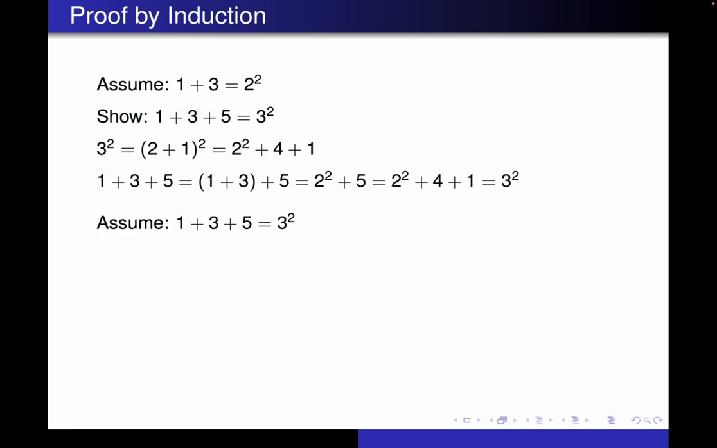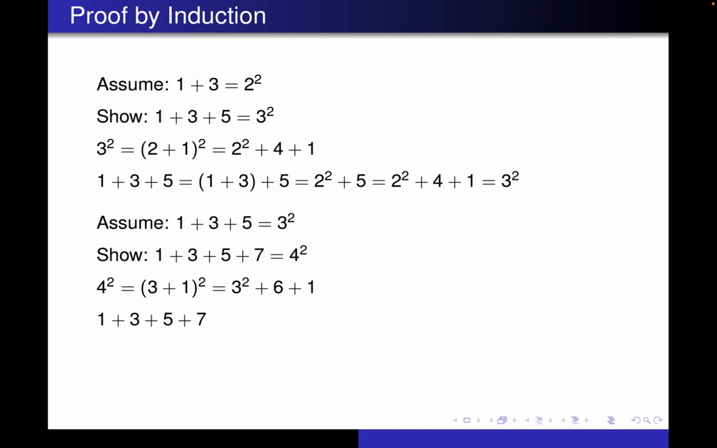One more time. We just proved that 1 plus 3 plus 5 is equal to 3 squared, so we can assume it. Let's use that to show that the next sum, 1 plus 3 plus 5 plus 7, is equal to 4 squared. Well, I'm going to do the same thing. I'm going to square the 4, write that 4 as 3 plus 1, and FOIL it to get 3 squared plus 6 plus 1. Then I'm going to look at my 1 plus 3 plus 5 plus 7. Split off the 1 plus 3 plus 5. I can replace that with 3 squared to get 3 squared plus 7. Split that 7 into 6 plus 1. And that's exactly what I get in the line above for 4 squared.